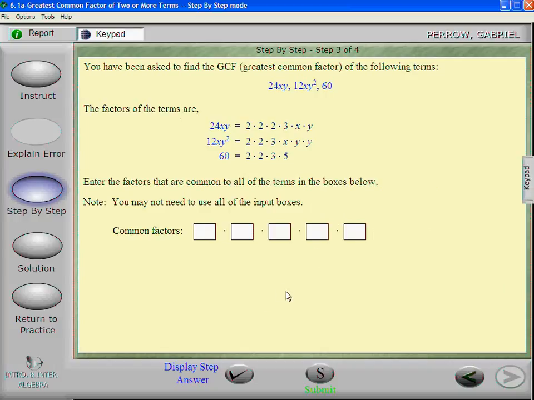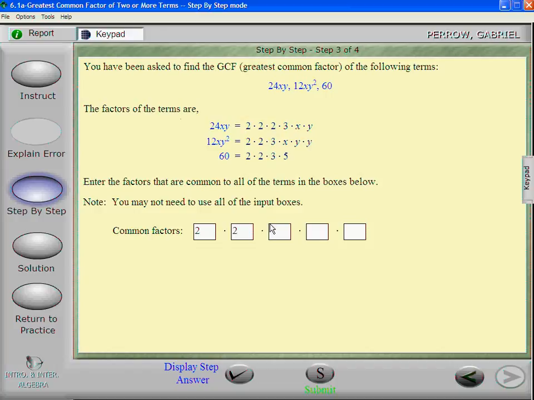And they would say, what are the common factors? You don't need to use all these boxes. They're trying to say it may be something less than these 5 boxes. You have to look. So I'd say, well, they all have a 2 in common. 2 is a common factor. They all have another 2 in common. 2 is a common factor again. Alright, I don't see a third 2 in these guys, so we can't say 2 again.